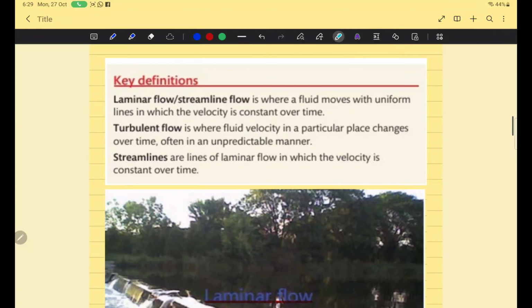And now two more definitions. What is the meaning of laminar flow? What is the definition of laminar flow? What is the definition of turbulent flow?